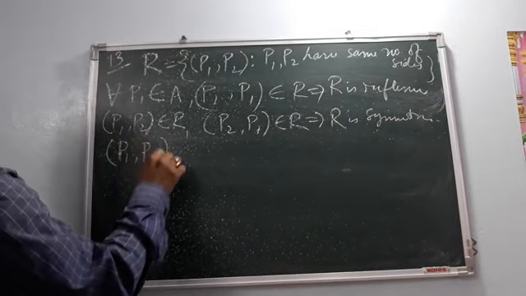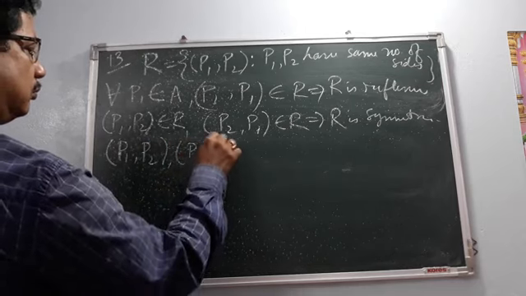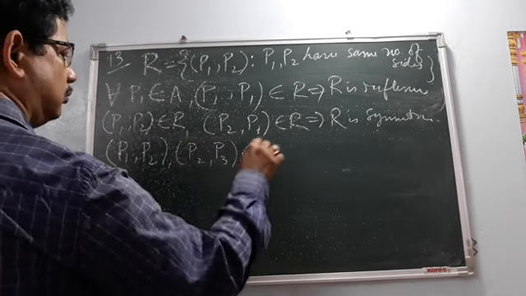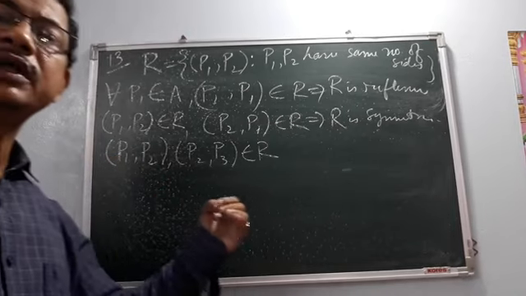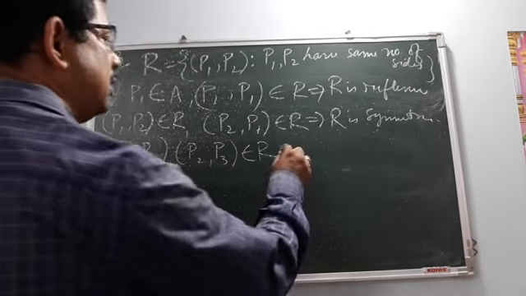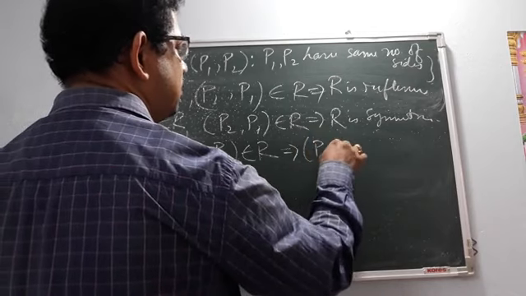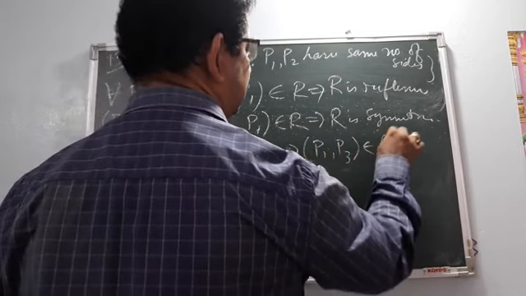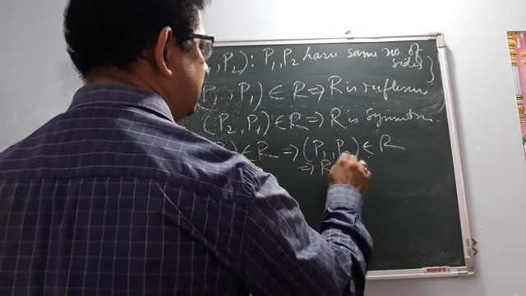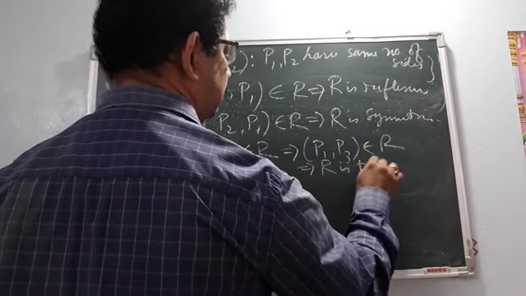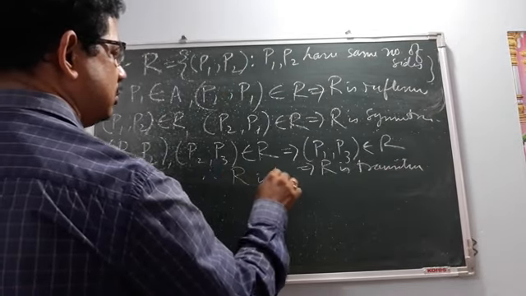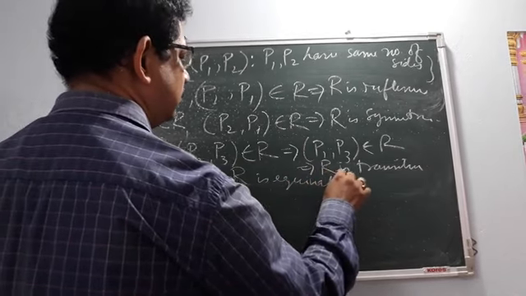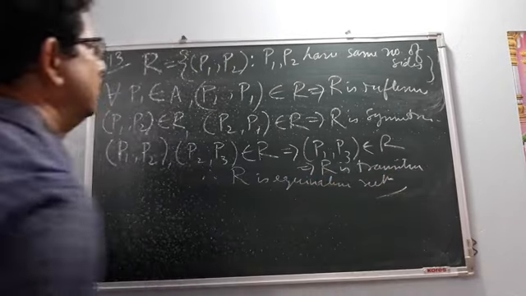Take (P1, P2), (P2, P3). See here, P1, P2 have the same number of sides, P2, P3 have the same number of sides. So can we say P1 and P3 have the same number of sides? Of course, that means (P1, P3) belongs to R only. Implies R is what here? Transitive. Therefore, R is an equivalence relation. So this way we can prove these things.